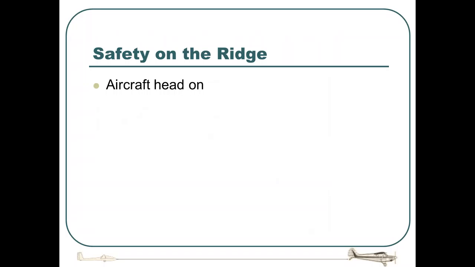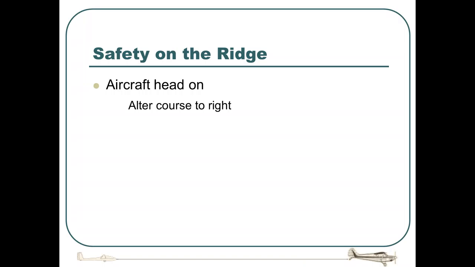Safety on the ridge. Okay, you're flying along the ridge and two aircraft are coming head on. So in normal flying, two aircraft coming head on will divert to the right. Am I correct in that, David? Sorry, say again. I was just reading an email. No, two aircraft head on, alter course to the right. So you divert to the right.